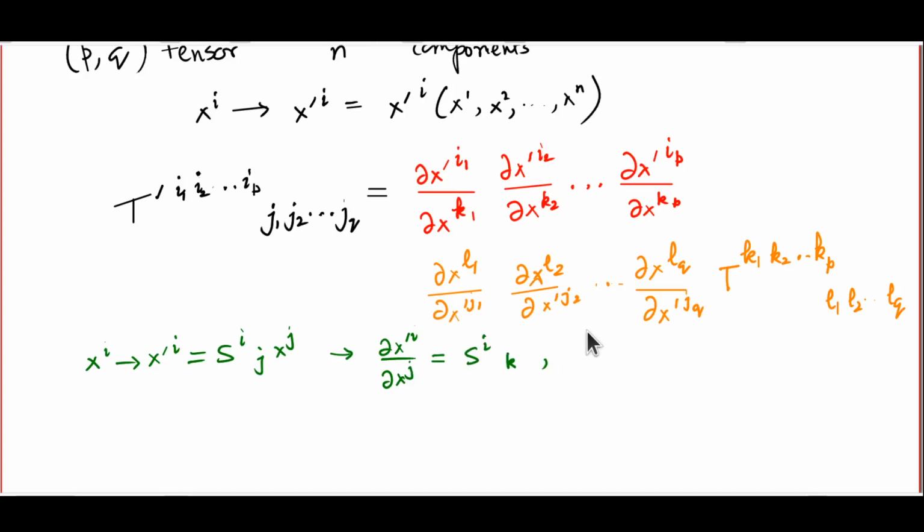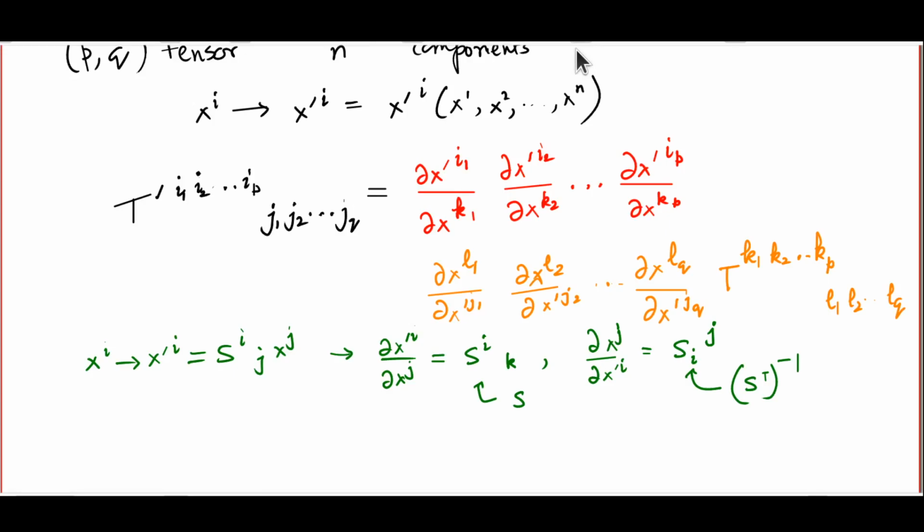And on the other hand, del x^j by del x'^i, the covector transformation coefficients, turn out to be denoted by S_i^j. And these, let me remind you once again, are nothing but the ij-th elements of the matrix S transpose inverse, where S, of course, is a matrix composed out of these elements, S^i_k.